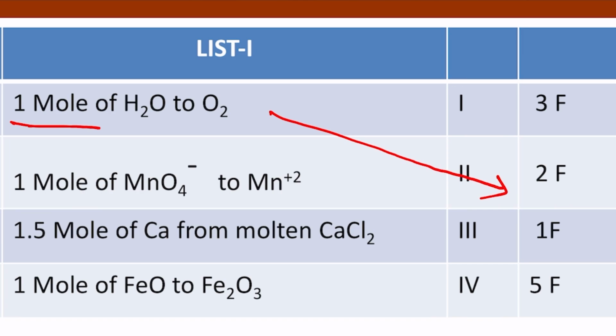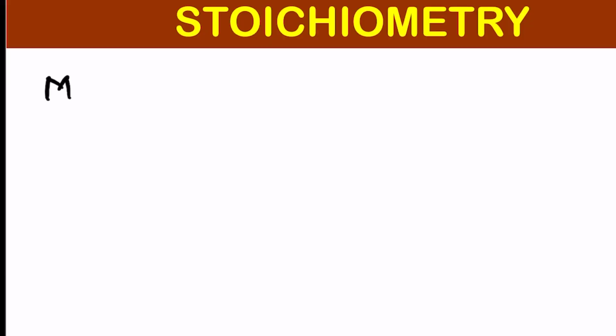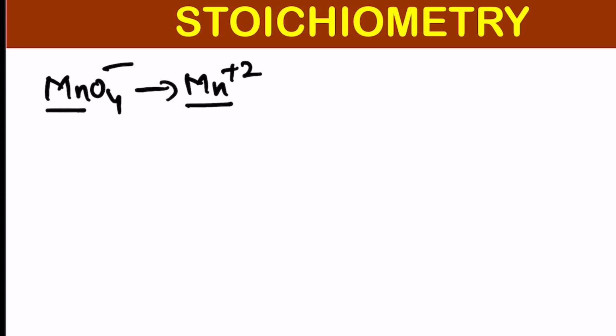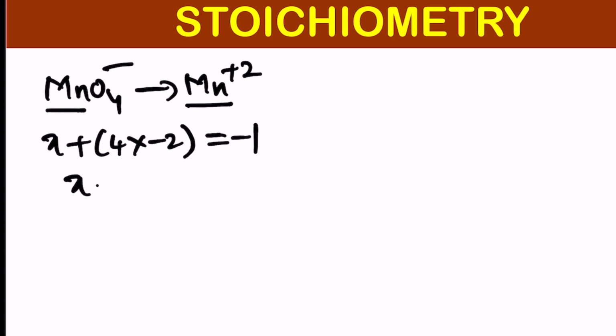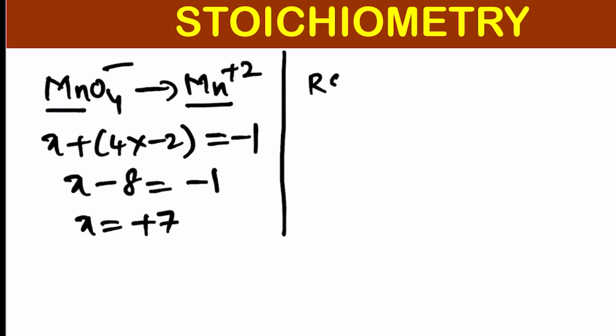Now let us look at the second one. 1 mole of MnO4 minus to Mn2 plus. Here 1 manganese on both sides is balanced. Now check the oxidation state. The sum of the oxidation states is equal to the charge. So x plus 4 into -2 is equal to -1. So x minus 8 is equal to -1, which implies x is equal to +7. So the oxidation state of manganese on the reactant side is +7. 1 manganese is there, 1 into +7, +7.